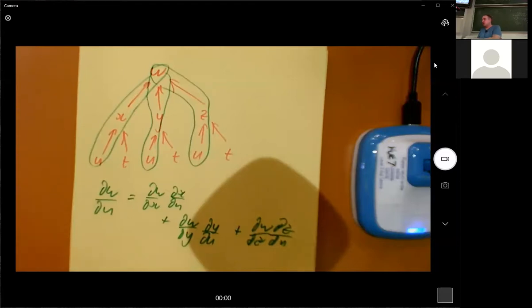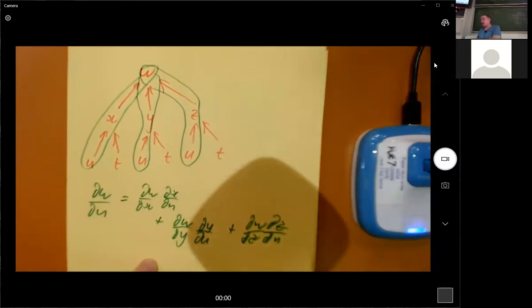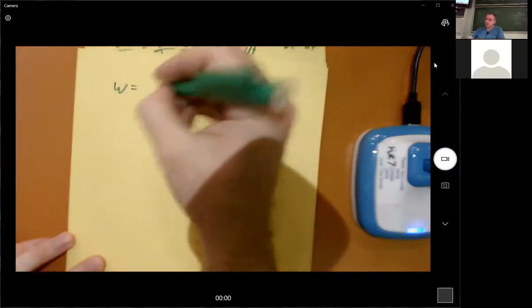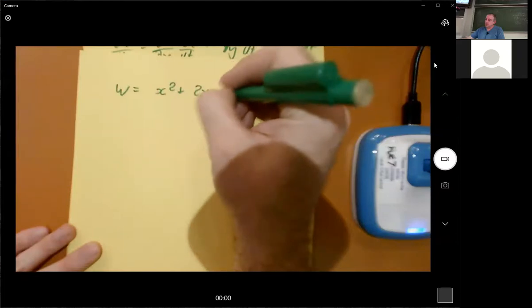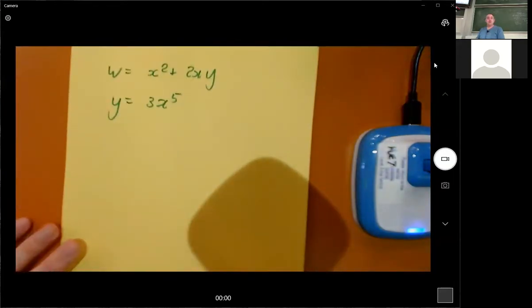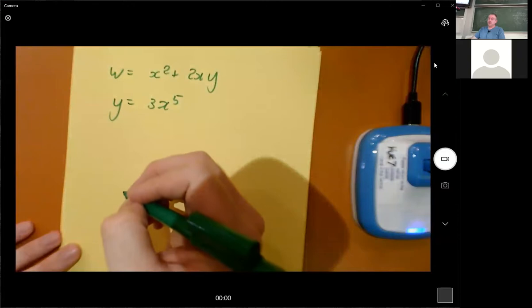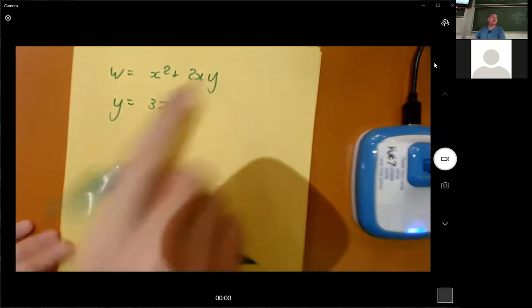Okay. So, and you can do that as many layers deep as you like. And it can be that W is a function of both X and Y, and Y is a function of X, and it'll be fine. So I could have something like this, and so I could ask at this stage, what is dW on dx? And I could just sub this in here and that would be fine.